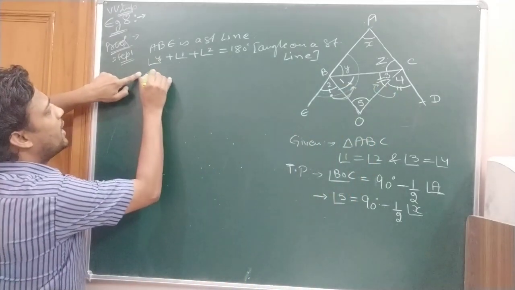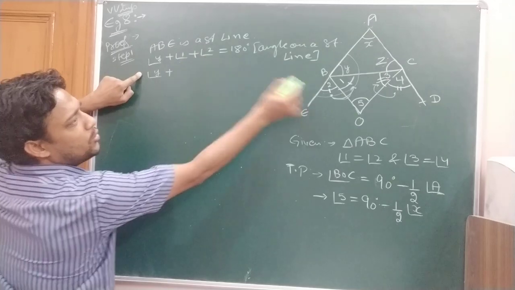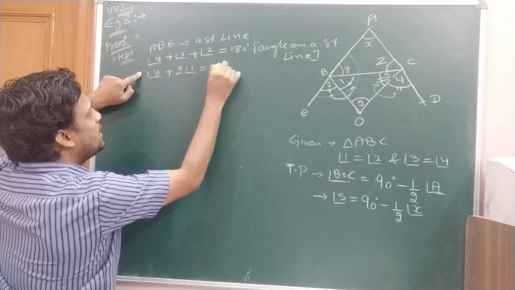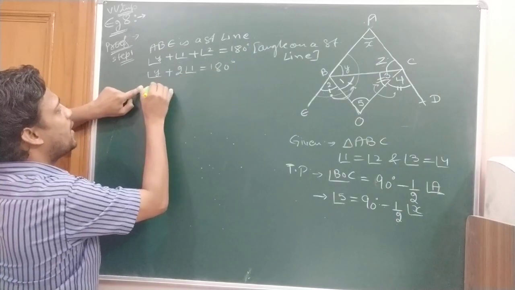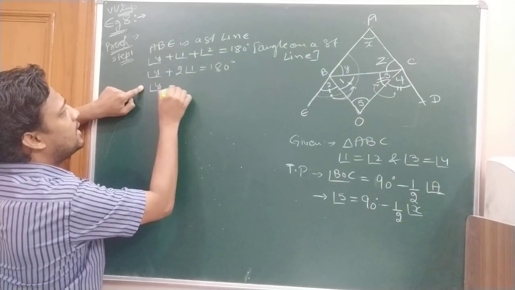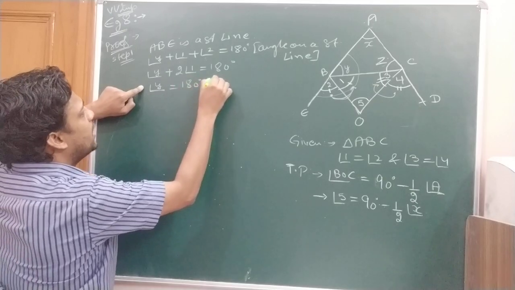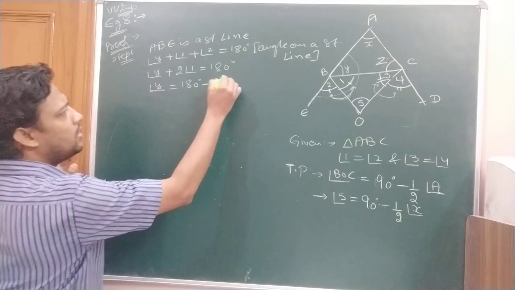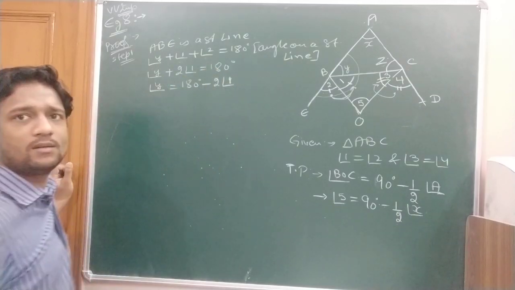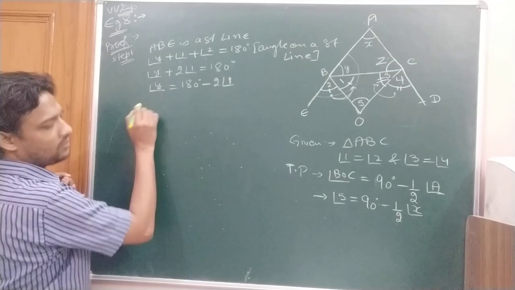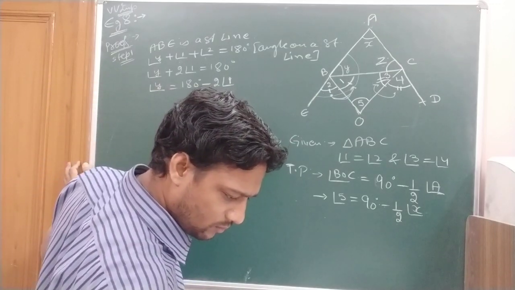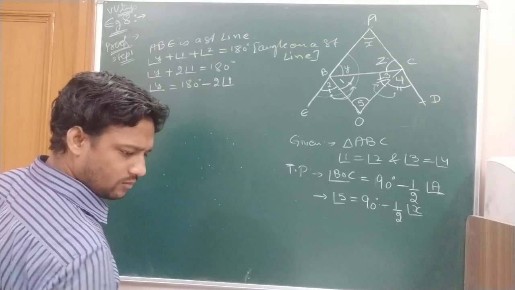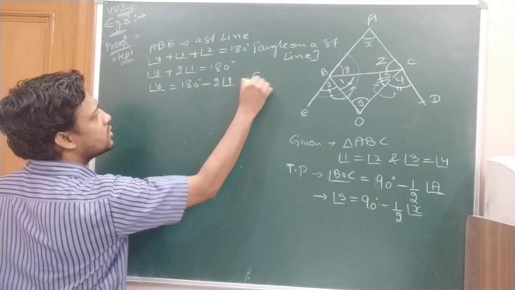Okay. Now, angle Y plus, if angle 1 and 2 both are equal, I can write here double of angle 1, which equals 180 degree. Now find the value of angle Y from here. That is 180 minus double of angle 1. Clear? That is equation number 1.